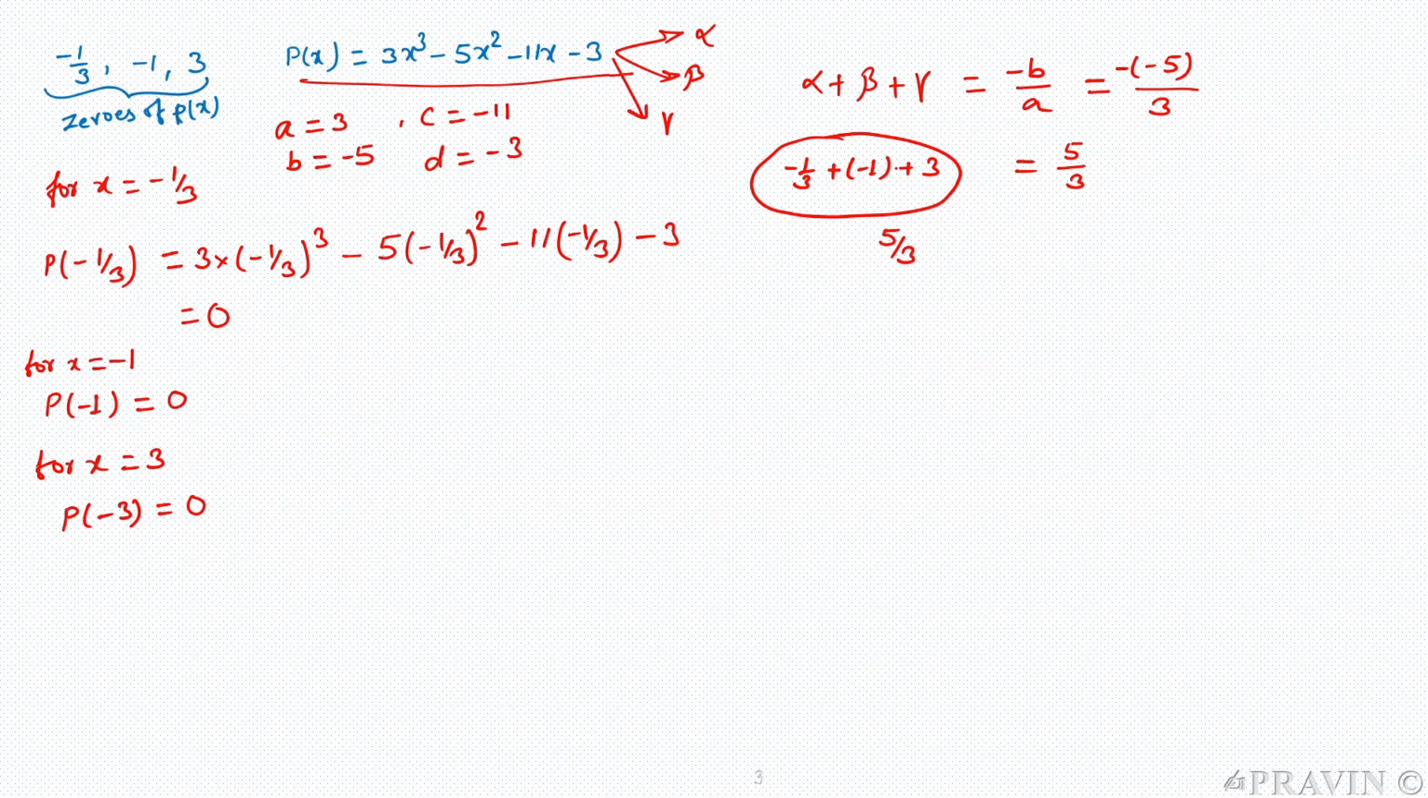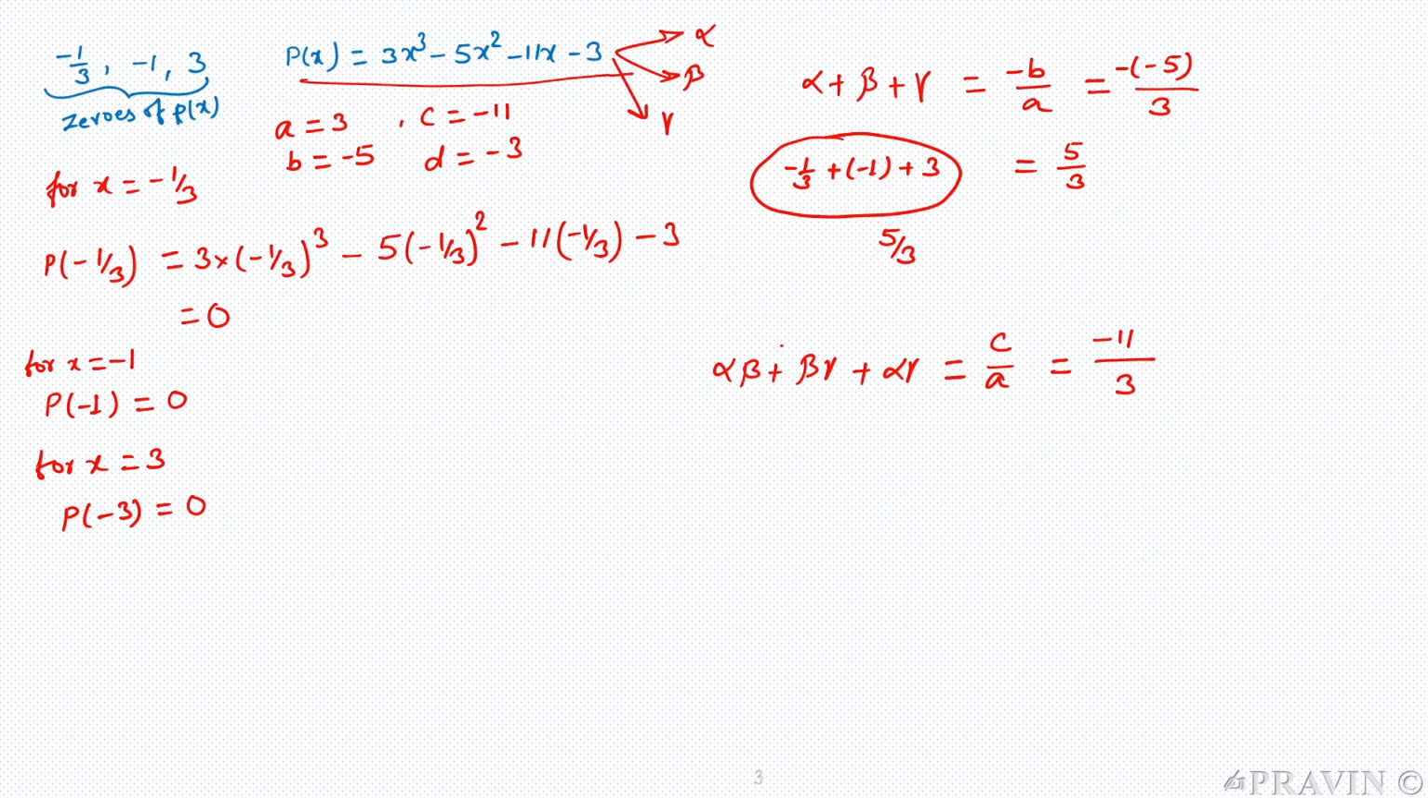has been verified. Similarly, you can verify product of zeros and sum of products of the zeros taken two at a time. I am doing it fast. Next is sum of products of the zeros taken two at a time. That is alpha into beta plus beta into gamma plus alpha into gamma. That can be related with c by a. And what is c here? Minus 11. And a is 3.